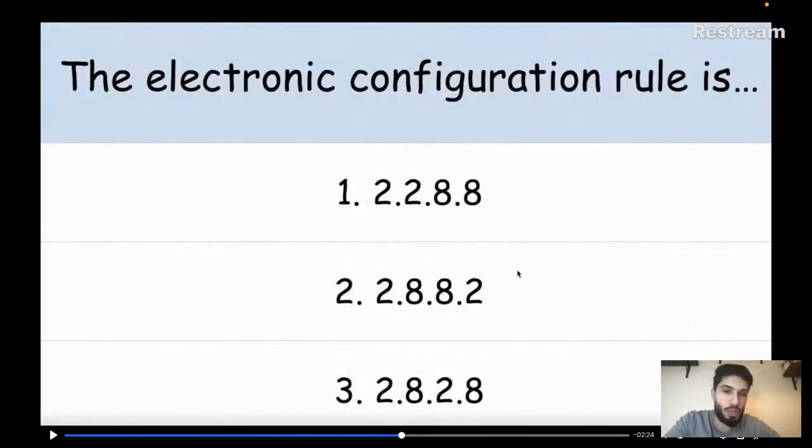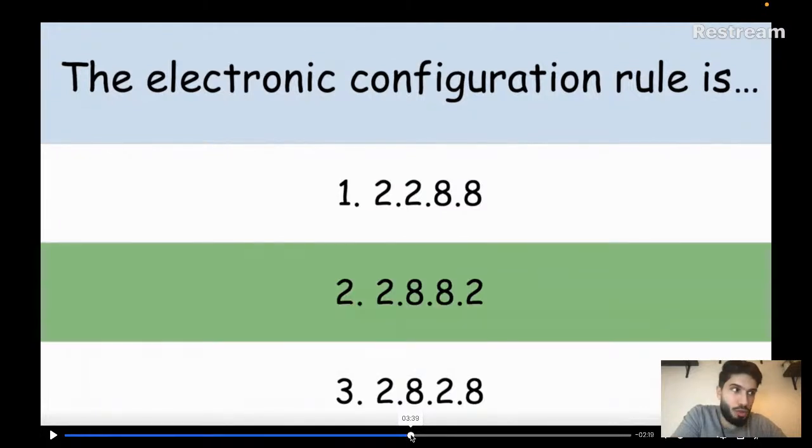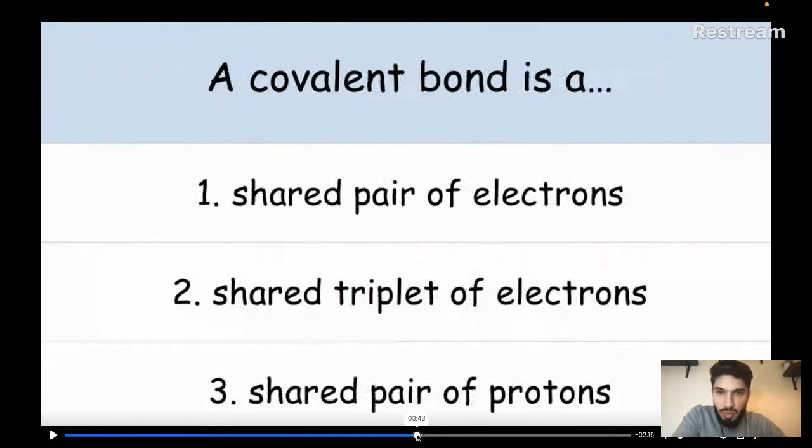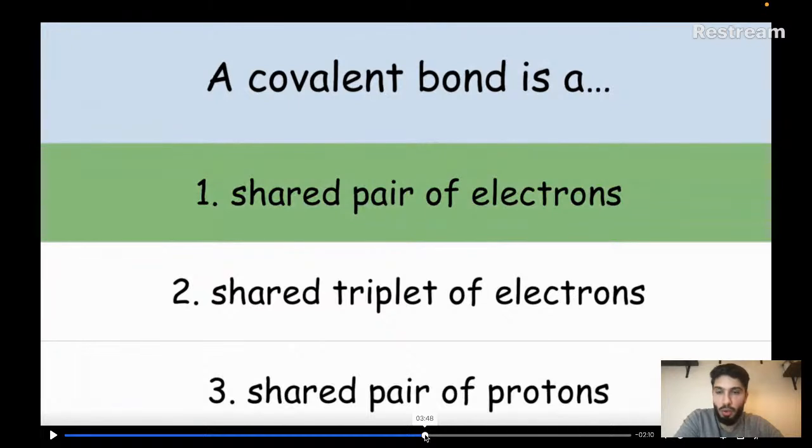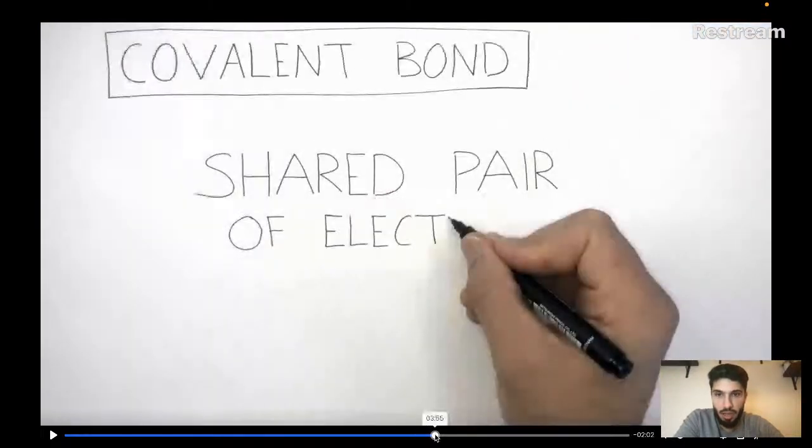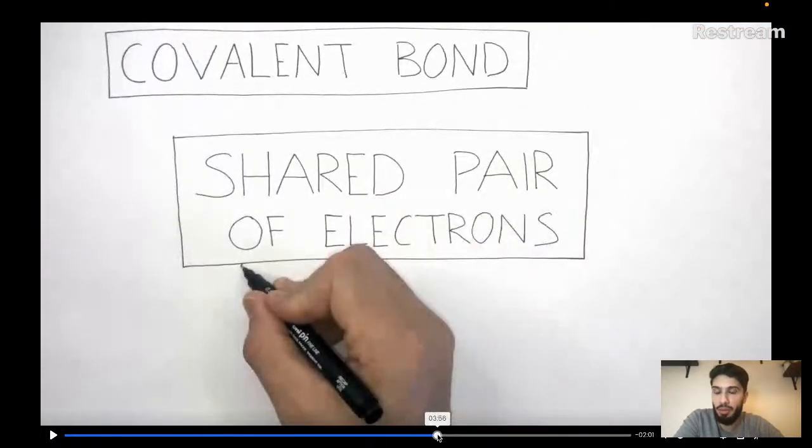It's question time. The electronic configuration rule is what? Is it 1, 2, or 3? Number 2, well done. A covalent bond is the what? This is the big one now, 2-mark exam question. 1, 2, or 3? Number 1, well done, shared pair of electrons. Okay, so this is the definition. Covalent bond, a shared pair of electrons.